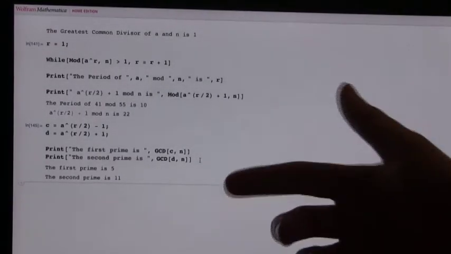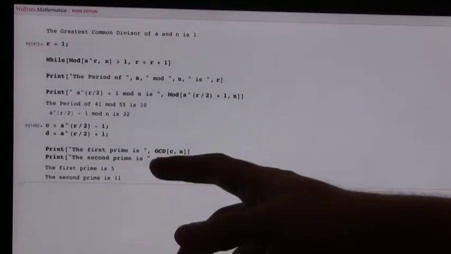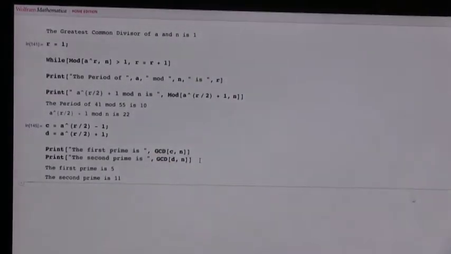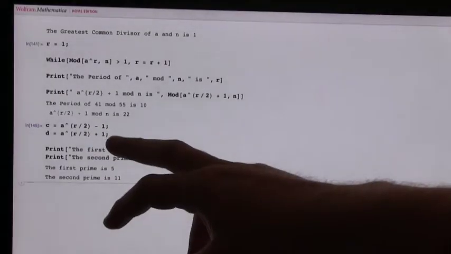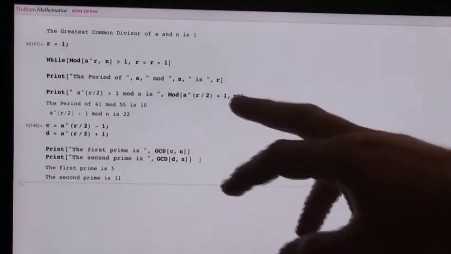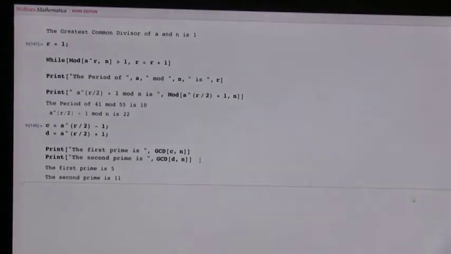That's actually interesting. The first time we did it, to make sure the program was working, the first prime was 11 and the second prime was 5. Now it's switched. So a to the r over 2 minus 1 and a to the r over 2 plus 1 are only guaranteed to produce the primes, but not necessarily in the right order. Actually pretty fun.